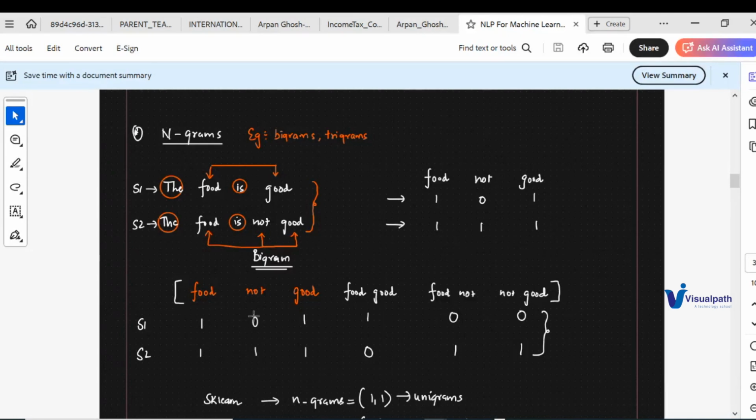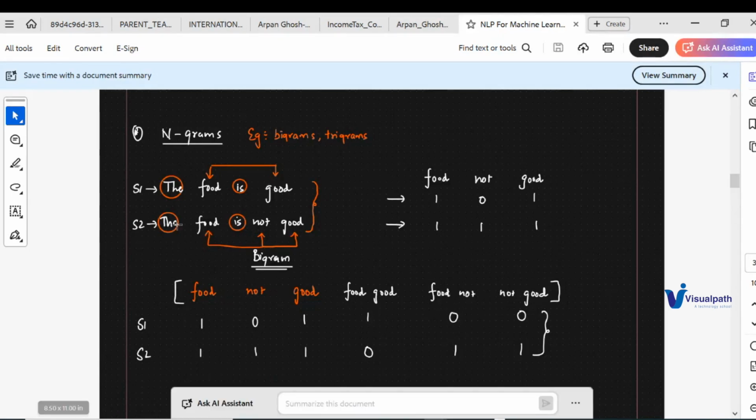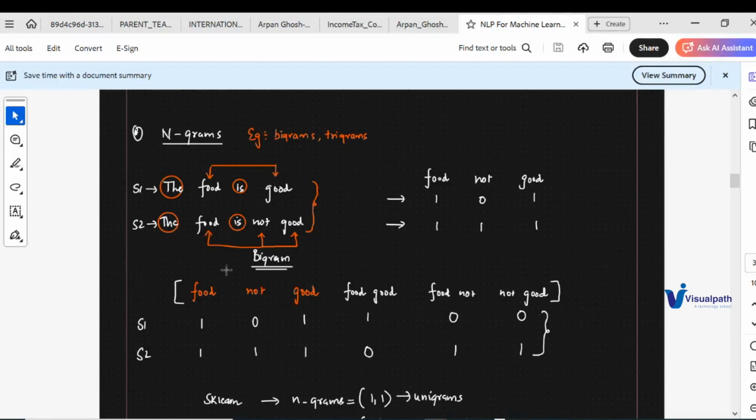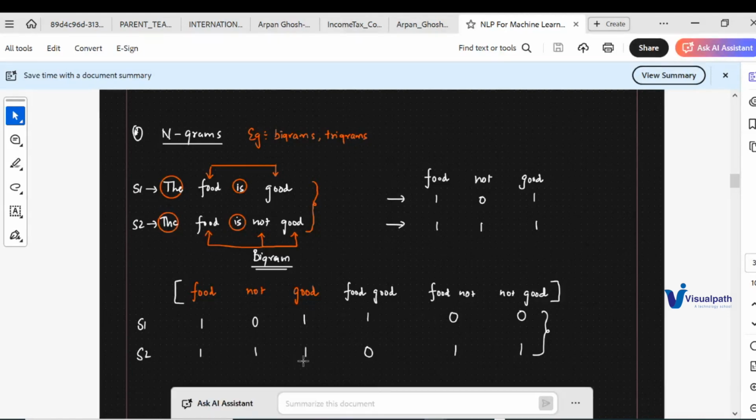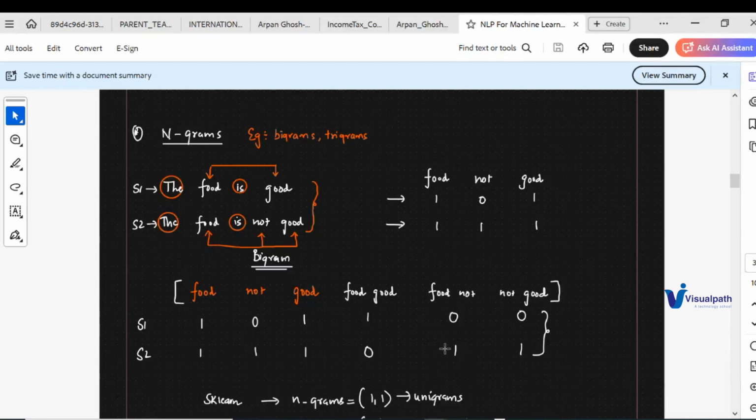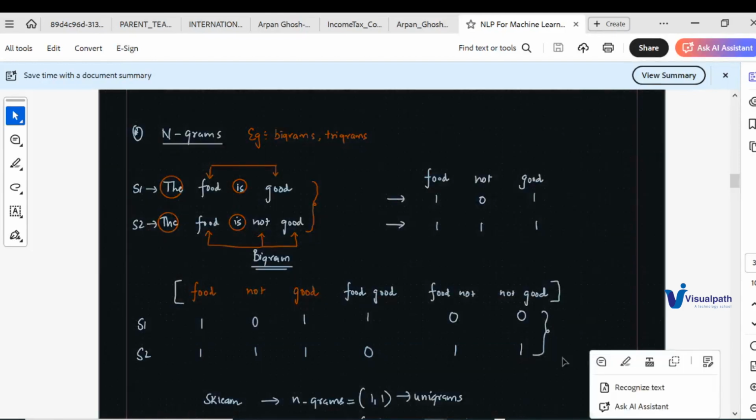For the first sentence, food is 1, not is not there, good is there, food good, yes it is there, then the rest are zeros. Similarly for D2, or sentence 2, food is there, not is there, good is there, then food good is not there, food not is there, and not good. So we are trying to capture the context or the essence using the unigram bigram technique. You can have trigram also. It is up to you.